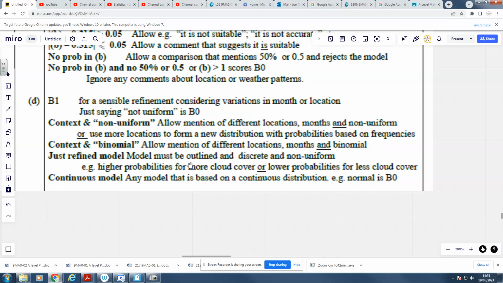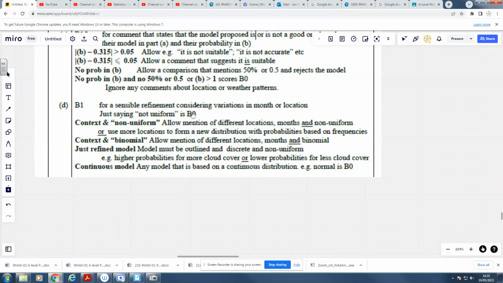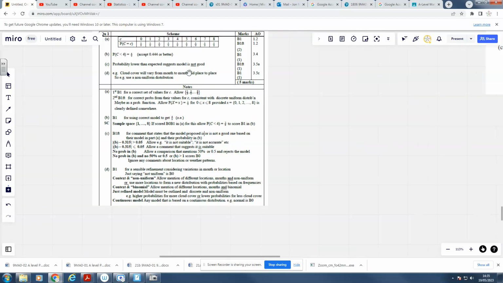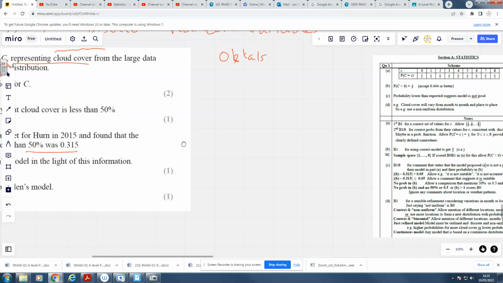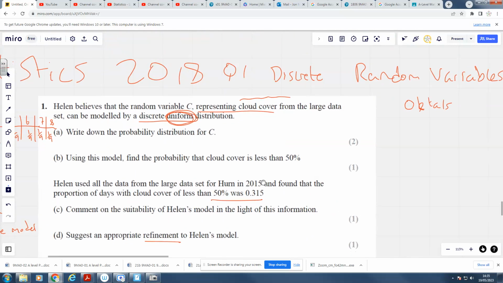There we go. But have I got the mark? Just refined model. Model must be outlined and discrete and non-uniform. Yeah, good. I've done that. Higher probabilities for more cloud cover or lower probabilities for less cloud cover. Good. So we got the mark, yeah? But always look at these wordy bits, particularly in the notes, not just in the mark scheme at the top. Look at the notes and you'll gradually find yourself getting closer and closer to the answers, hopefully.